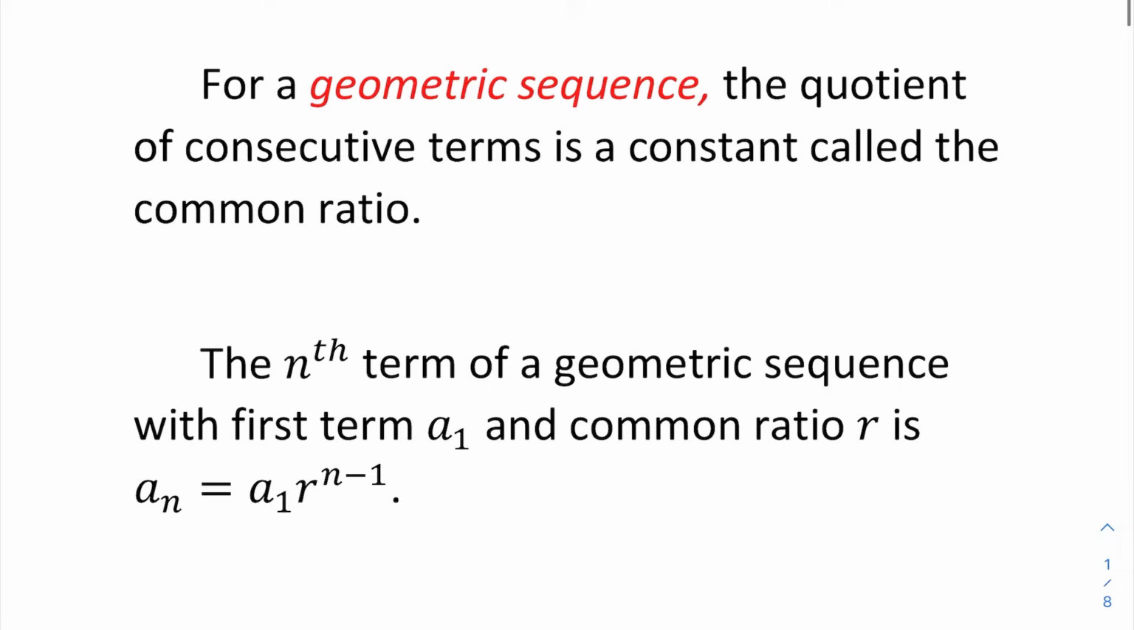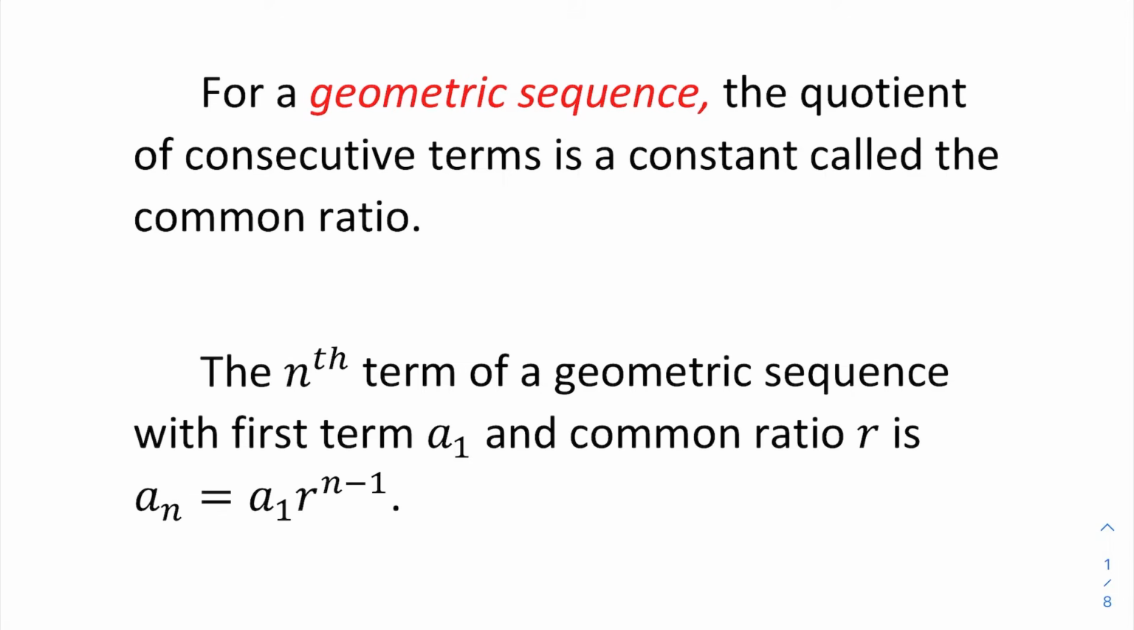Okay, so now we'll talk a little bit about the nth term of a geometric sequence. For a geometric sequence, the quotient of consecutive terms is a constant. That constant is called the common ratio. The common ratio will be denoted r, and it's what you get if you take two consecutive terms and divide one by the other. That's how we find a common ratio between terms. And whenever you take two consecutive terms and divide them in a geometric sequence, you always get the same number.